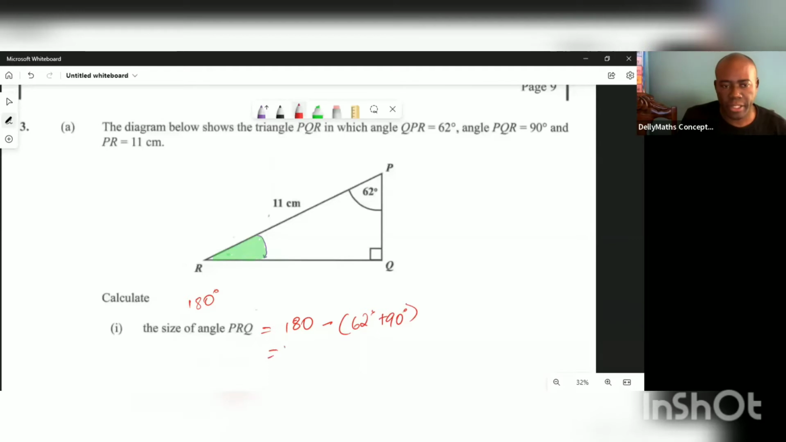All right, so let me just write this final thing. And then we would have gotten 28 degrees for this angle right there. So the angle there is 28 degrees, right?